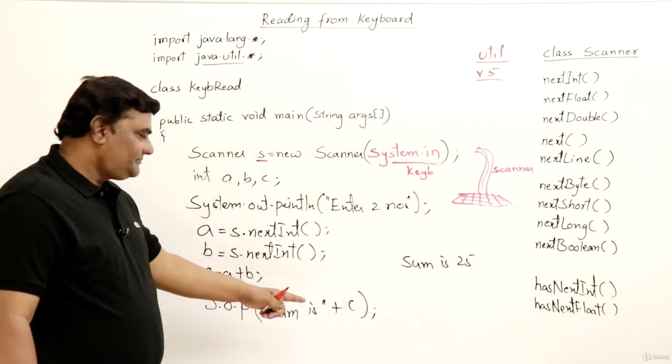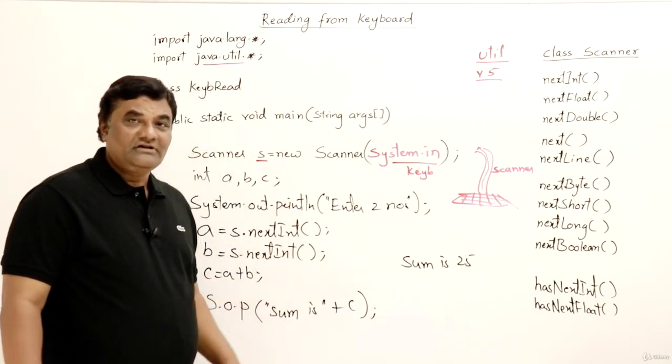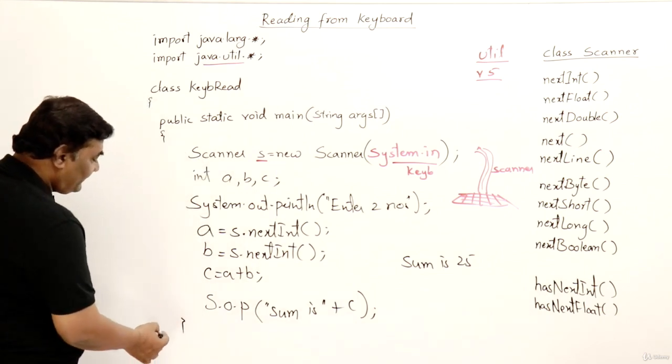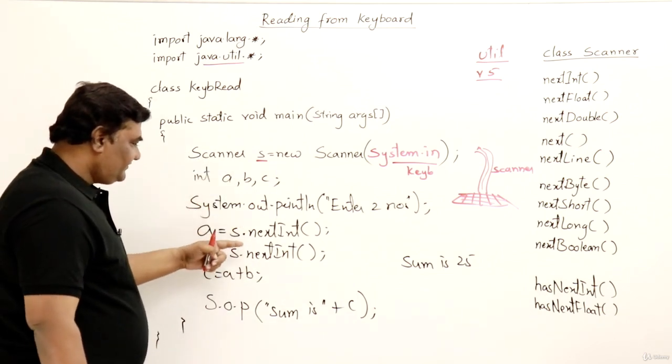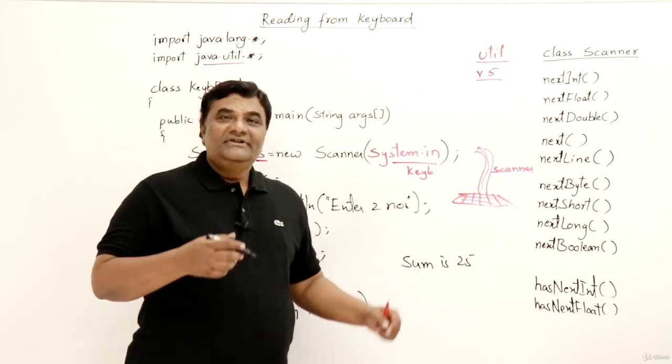Like in C, C++ programming, if you are coming from there, mostly we use commas. But here we have to use plus for concatenation. So these are the statements which are used for reading two numbers and displaying the result. Next, we will see all these methods.